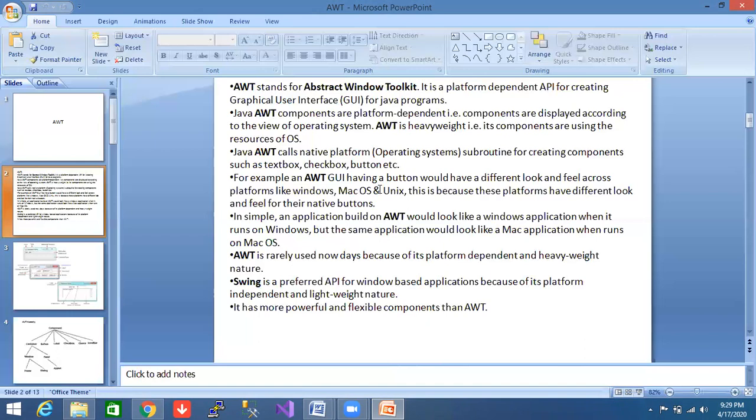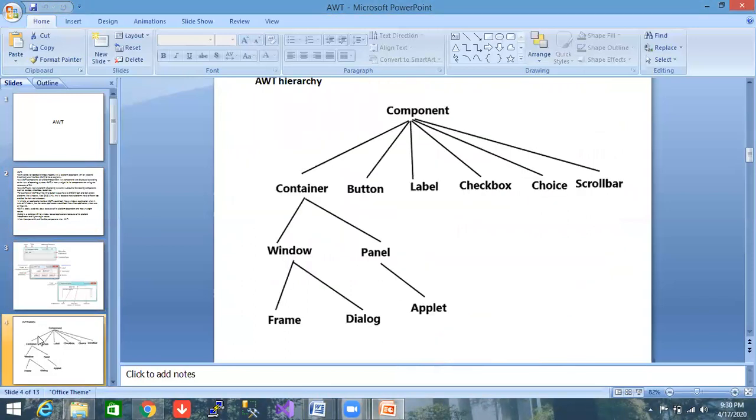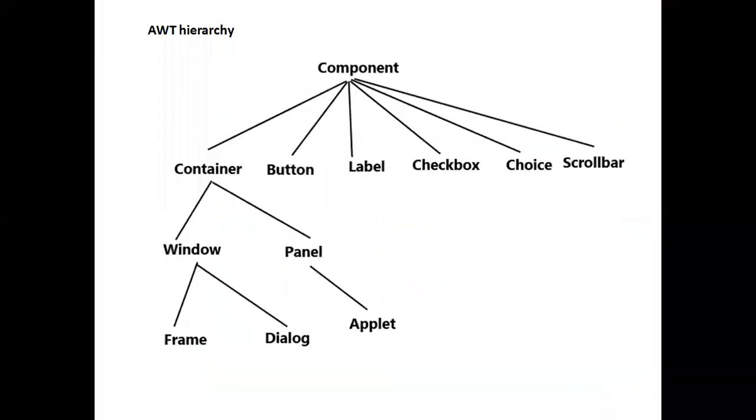Okay. So by using this AWT API, we can develop Windows applications, desktop applications. These are examples of GUIs. And there is a hierarchy in the API. The API hierarchy is like this: mainly, the first root one is Component.